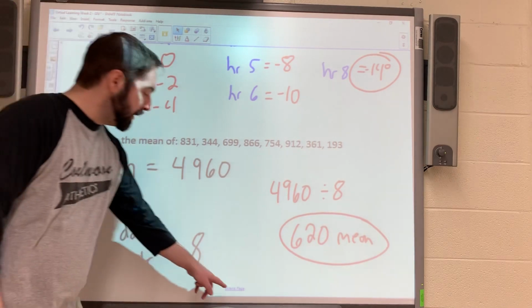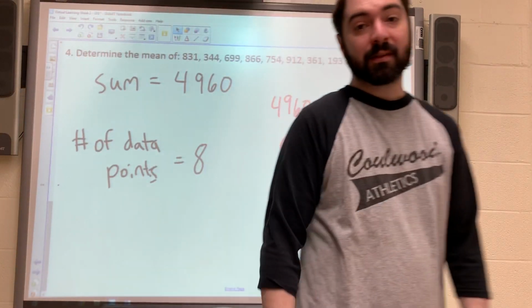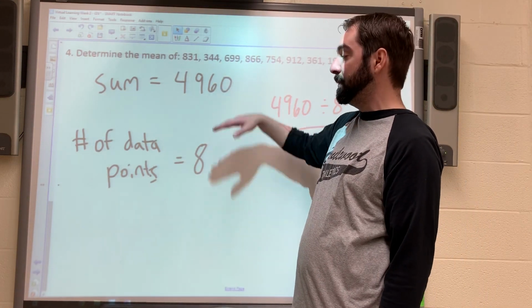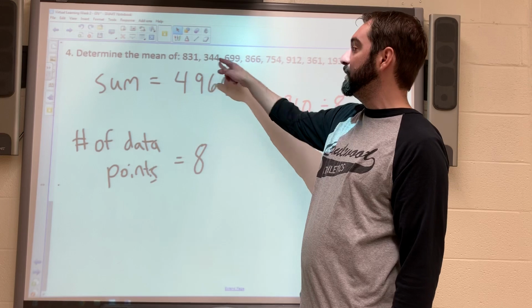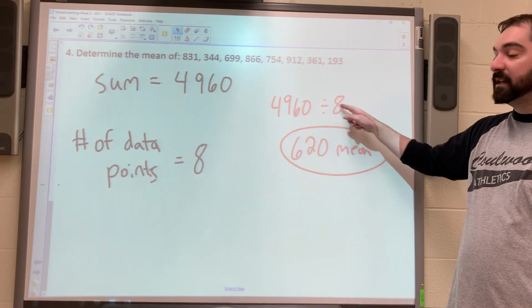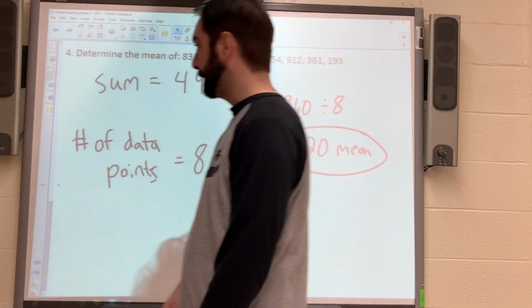Number 4, again, I added up all the numbers without a fancy calculator or scientific calculator that has a mean program built into it. I have to add the numbers to get the sum. I listed the number of data points, 1, 2, 3, 4, 5, 6, 7, 8. 4,960 divided by 8 means that the mean was about 620.